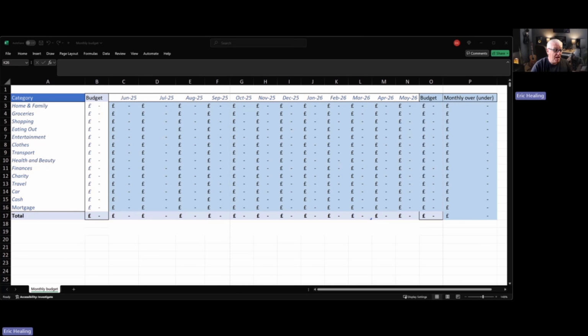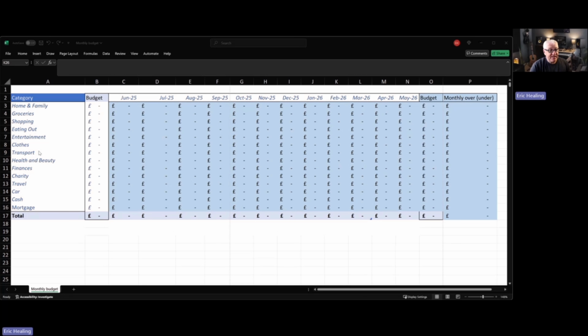So what we have here are the categories that she thought she would like to track her spending against. These could be anything that you personally would prefer, but she picked home and family, which is what she spends on herself and her family at home, shopping, which is things like Amazon, and groceries, which is money spent on groceries from the local superstore. Then we've got things like eating out, entertainment, clothes, the usual things you'd expect.